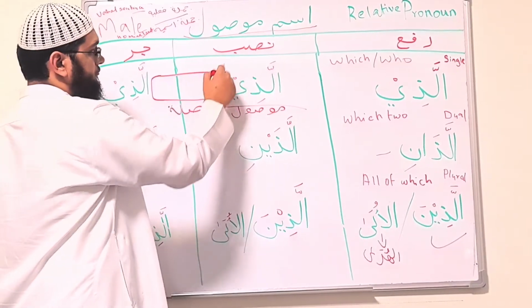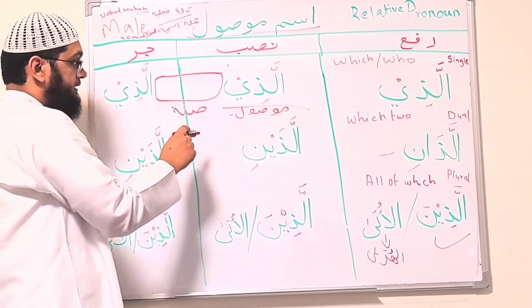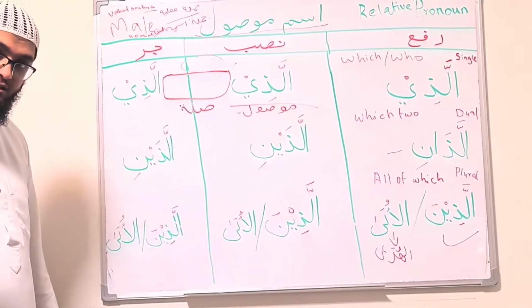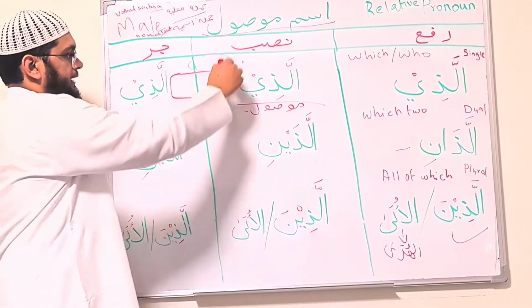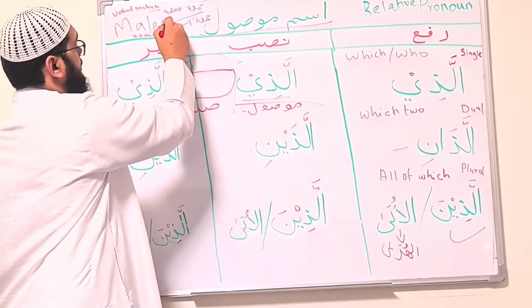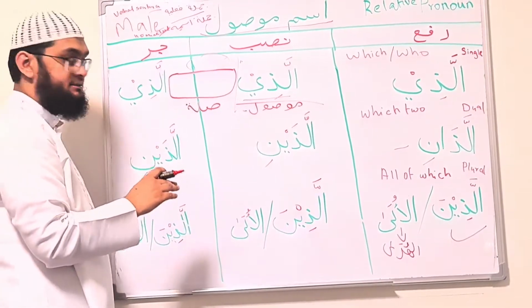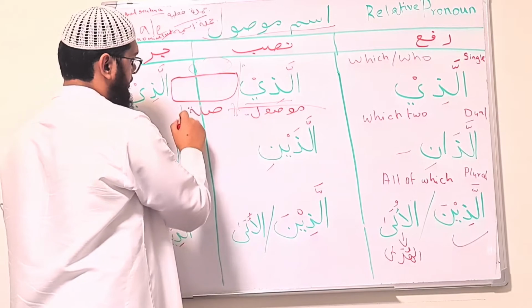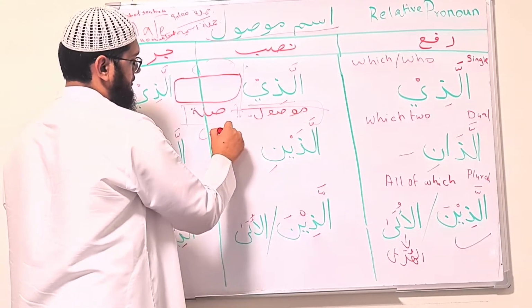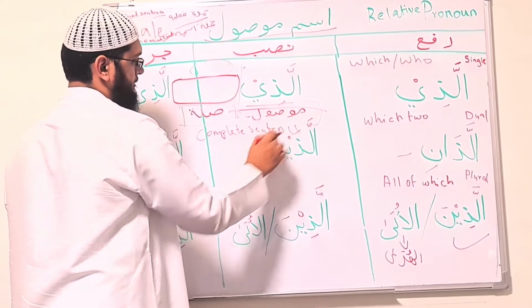So this cannot come by its own. If it comes by its own, that means there is something hidden after it, but that's not the case. Nothing can be hidden after alladhi. After alladhi, there has to be a verbal sentence or a nominal sentence, and both combining will become a complete sentence.